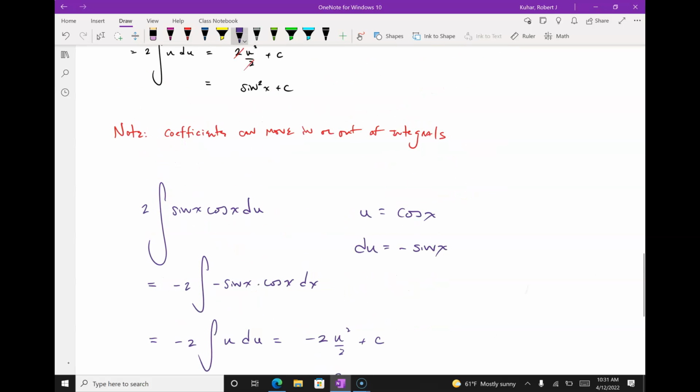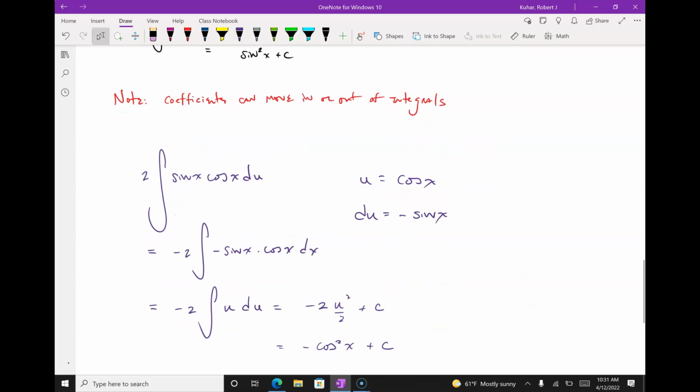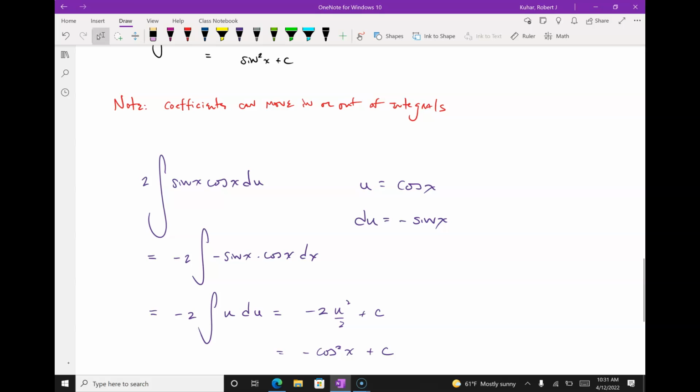Wait a minute, look at those 2 answers. I've got a sine squared x plus c and a negative cos squared x plus c. How am I asking you to check these? Derivatives, right? So if you took the derivative of both of those, guess what? You'd get back to sine 2x.